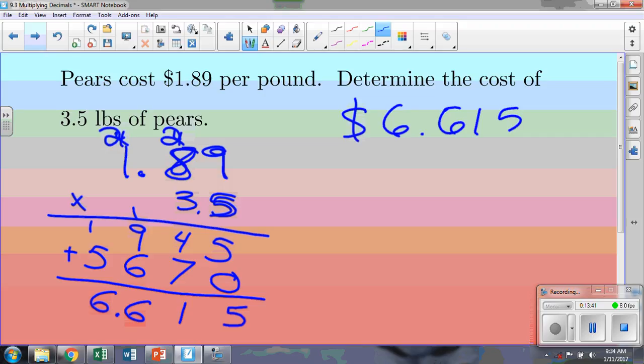Which, of course, at the grocery store doesn't make any sense, right? You don't go to 3 digits in dollars, since money is always going to be rounded to the nearest cent. This is a problem that makes sense that we have to round this answer. And because our 5 tells us to round up, at the grocery store, you're going to get charged $6.62 to buy your 3.5 pounds of pears.